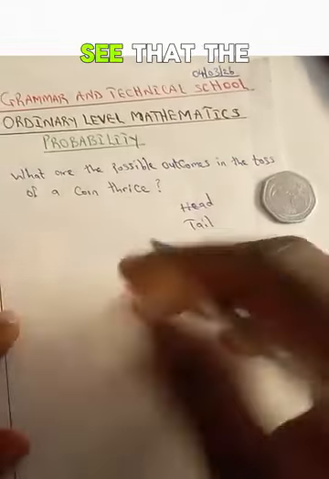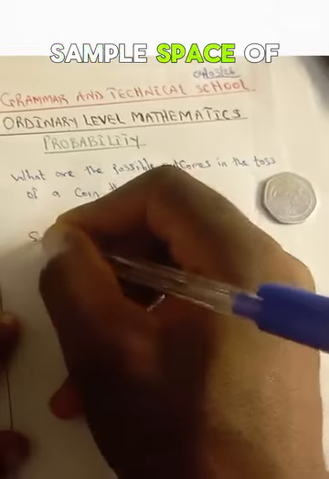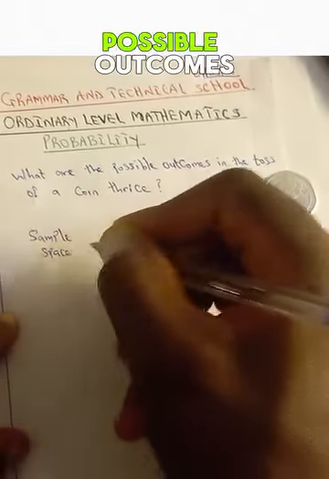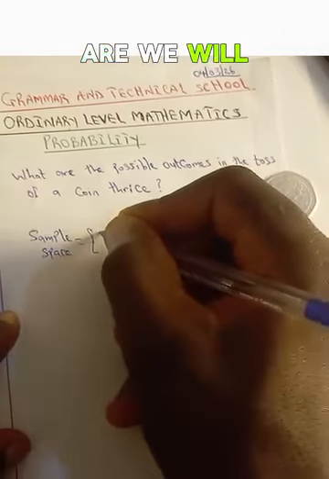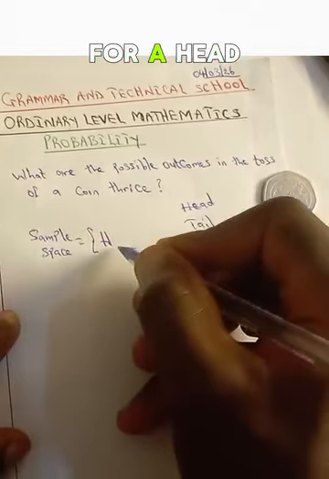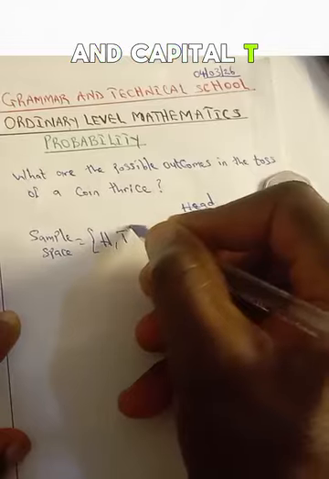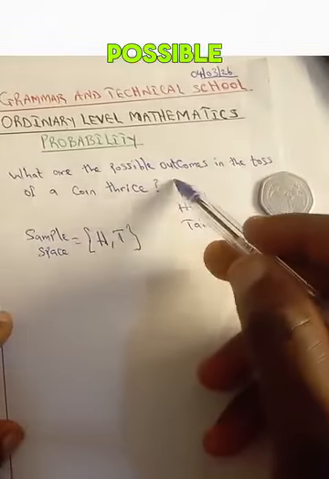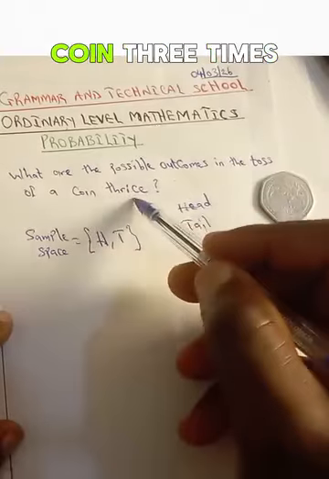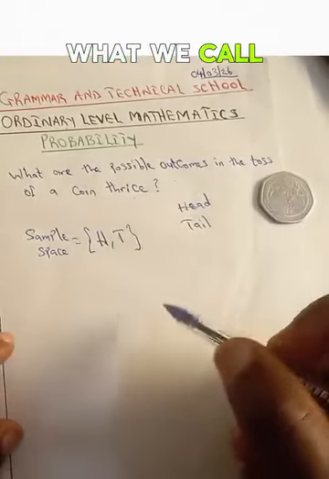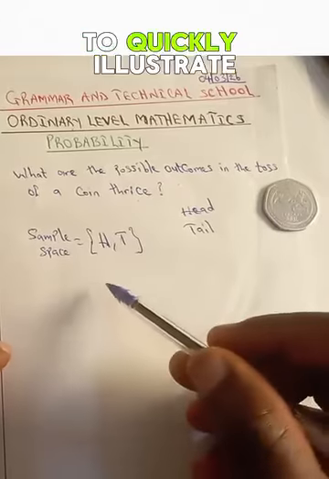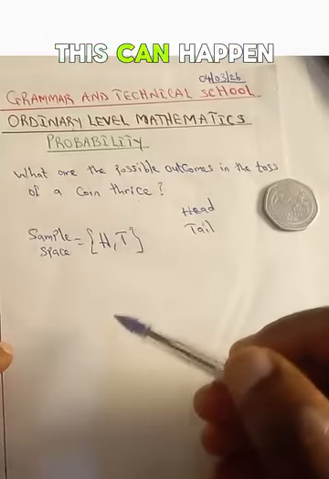So we can say that the sample space, or all the possible outcomes, are, we will use capital H for a head and capital T for a tail. And so the question says, what are the possible outcomes in the toss of a coin three times? We will use what we call a probability tree. This is used to quickly illustrate or show how this can happen.